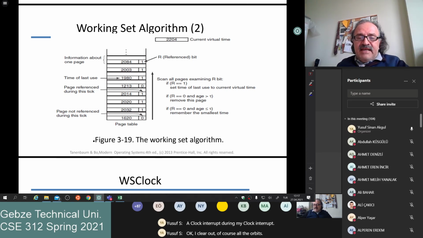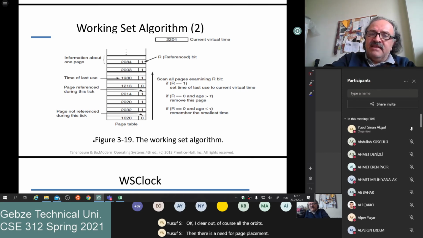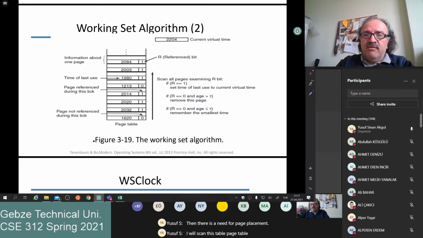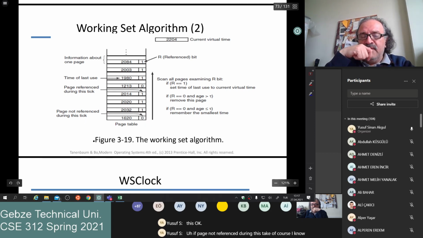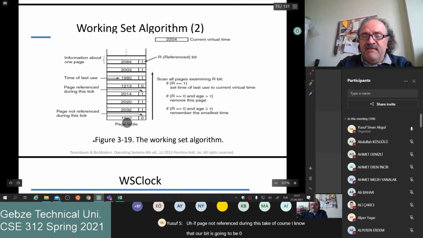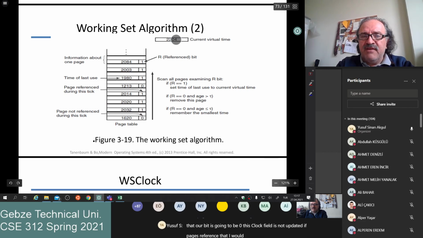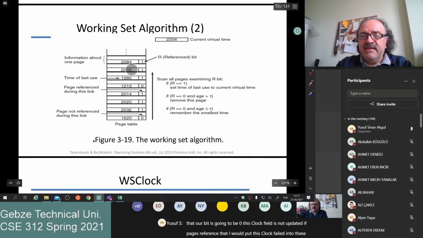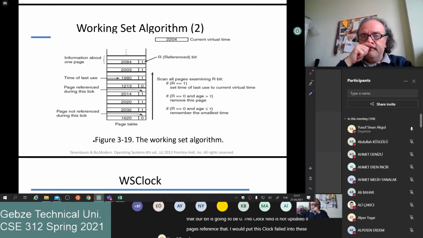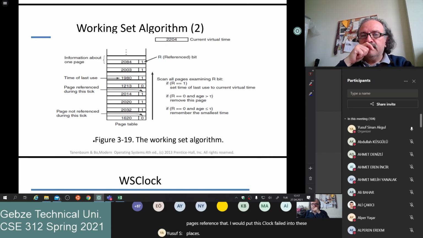When there is a need for page replacement, I will scan this page table, or the virtual time table. If the page was not referenced during this tick, I know that the R bit is going to be zero, and this clock field is not updated. If the page is referenced, then I would put the current virtual time into this clock field.